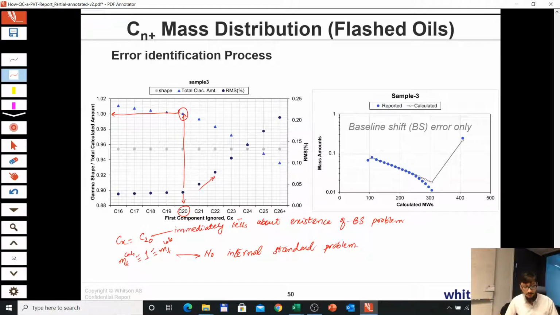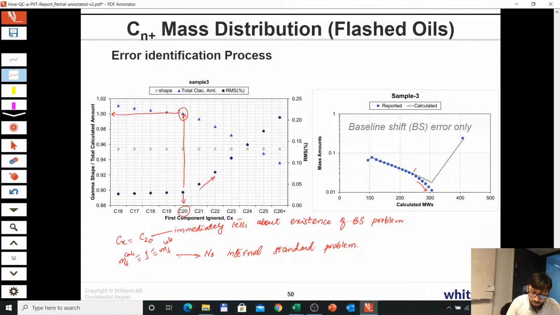Okay, so this is going to tell you that there is no internal standard problem, because again the total calculated mass, any error there is introduced by the internal standard alone. So there is no internal standard problem in that case. And here if you look at the plot, what you will see is that the gamma distribution model is giving you almost perfect match until a certain component, and then you start deviating from the lab reported data.